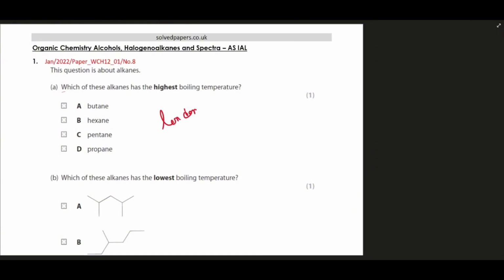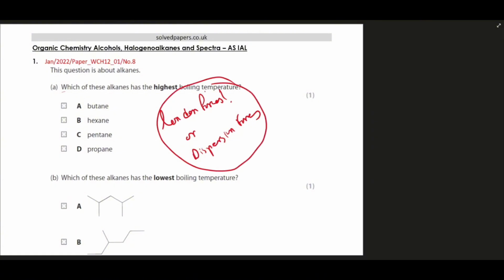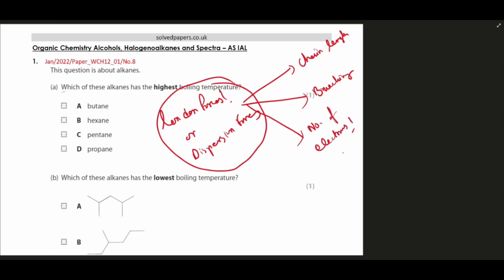London forces, or dispersion forces, whatever you name it, basically, that force is present. Now, how can you increase the London or dispersion forces? It depends on two factors. We all know that: chain length, branching, and what? Number of electrons, right?